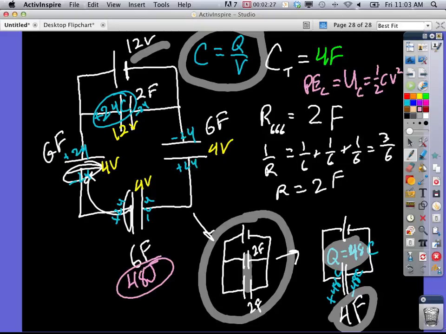And that, please, is it. Questions from the capacitor?